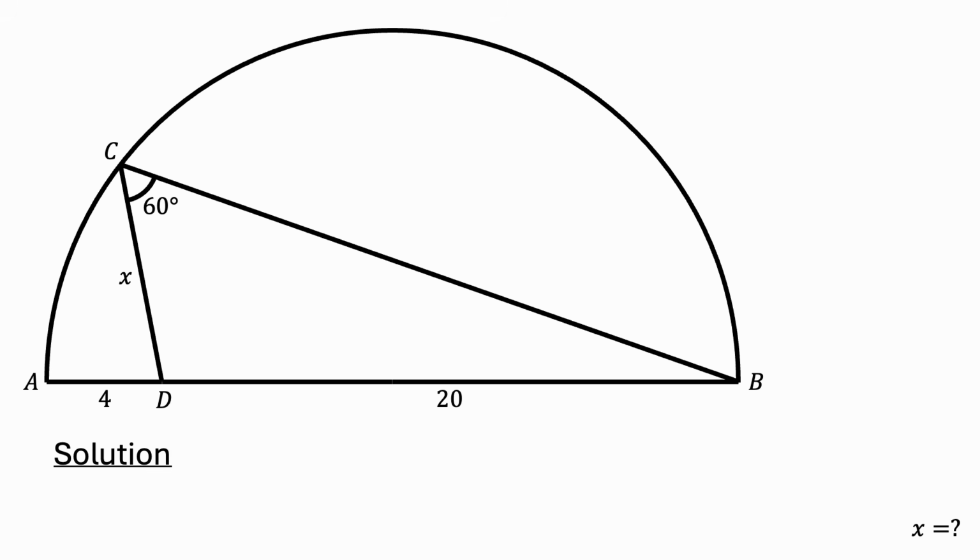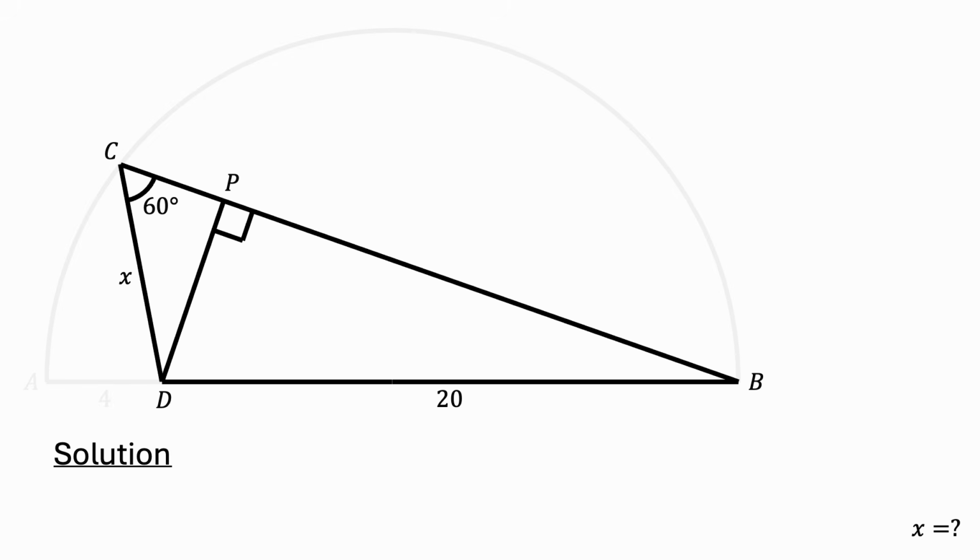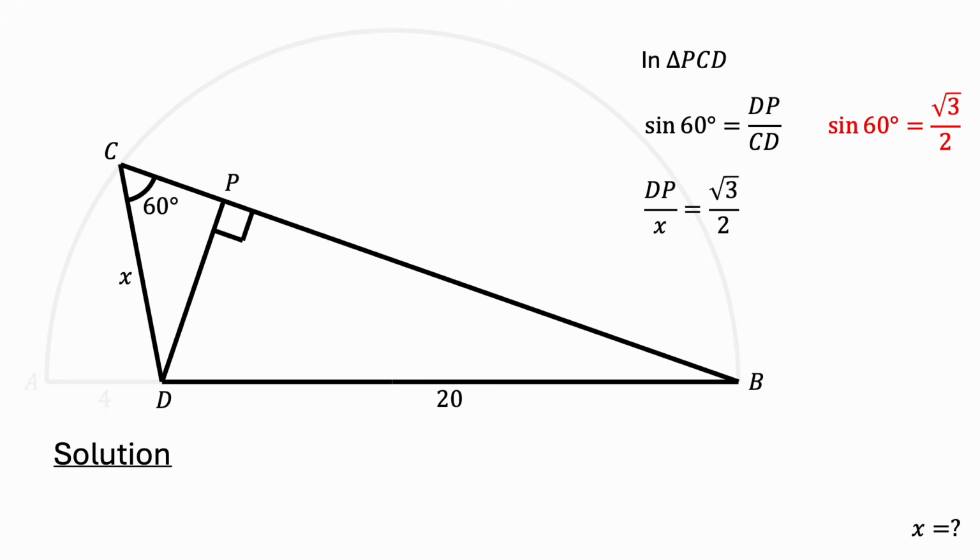And now for the solution. Drop DP perpendicular to BC with P on BC. Now, consider triangle BCD and segment DP. In right triangle PCD, sin 60 degrees equals DP over CD. Since sin 60 degrees equals square root 3 over 2, we have DP over x equals square root 3 over 2. So, DP equals x square root 3 over 2.